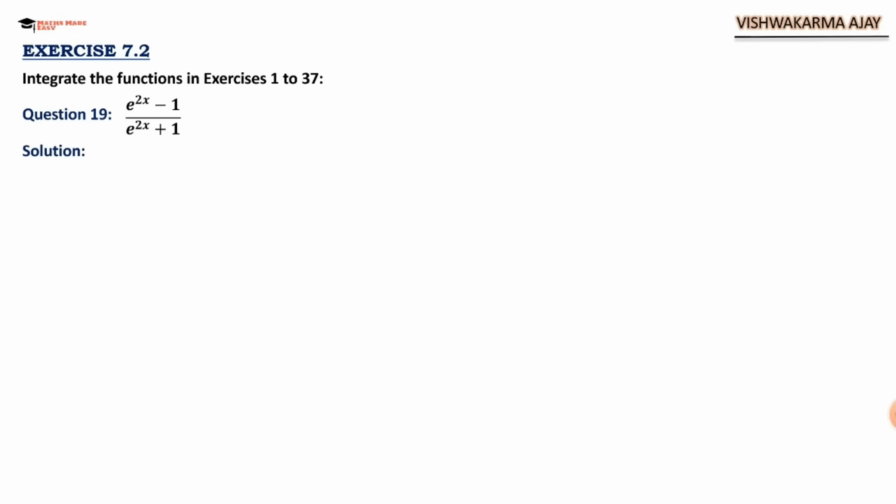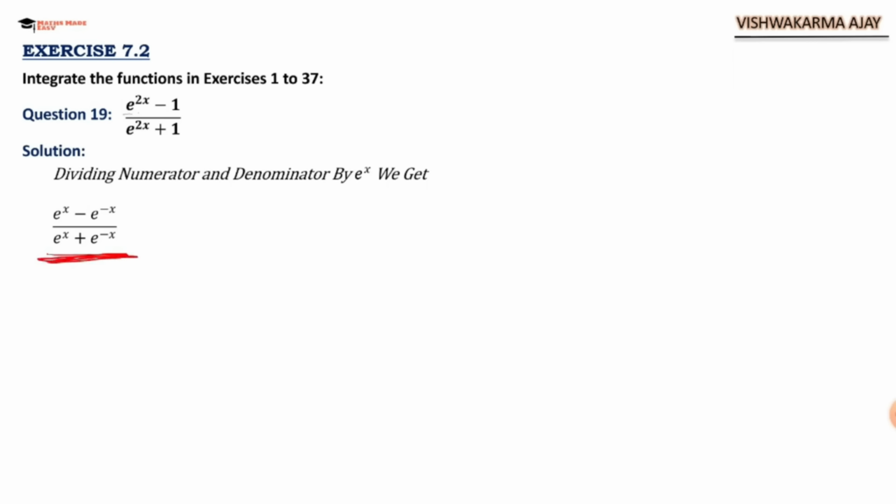We are going to adjust by dividing the numerator and denominator with e raised to x. If I divide by e raised to x, 1 upon e raised to x can be written as e raised to minus x. So finally we reach here. Now I think you can see the derivative of this term is available here: e raised to x plus e raised to minus x.